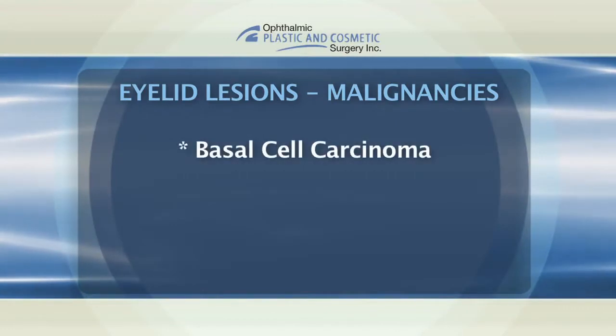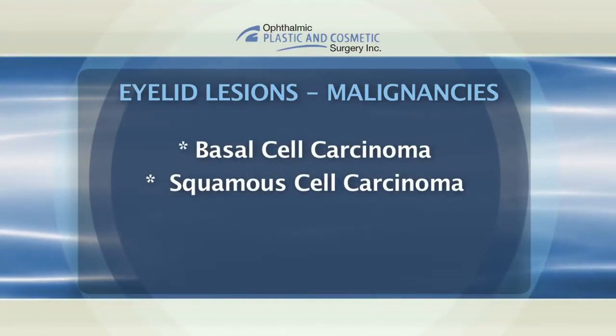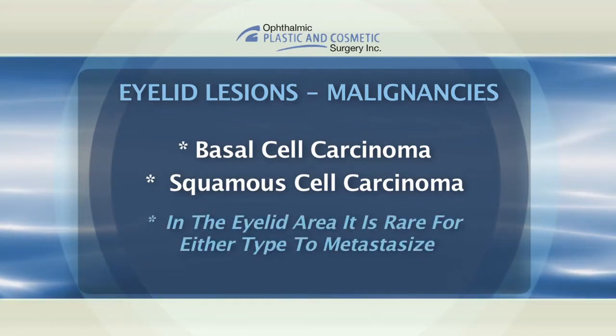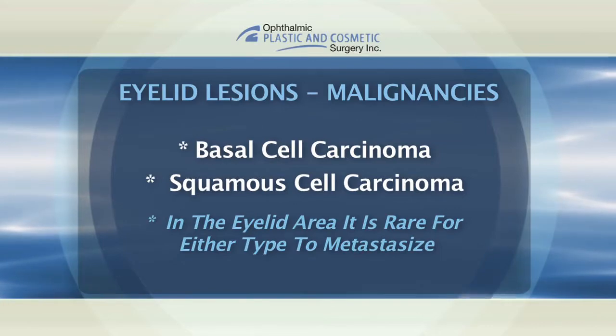Most cases where we believe that we're looking at a possible skin cancer, we will want to take a biopsy. The biopsy will help us decide exactly what we're treating. In the case of skin cancer, most cases would be basal cell carcinoma or squamous cell carcinoma. It's rare in the eyelid area that these would metastasize or spread through the bloodstream or lymph system elsewhere, but they can invade locally, and therefore they require complete treatment.